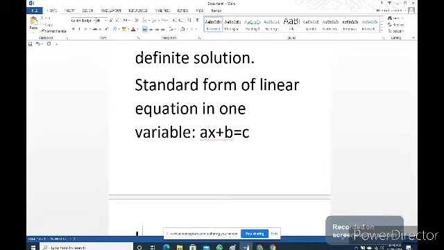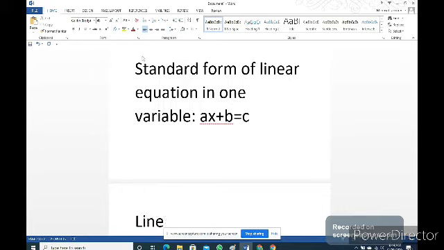So there are different types of equations. One is the linear equation. Second is the quadratic equation. Third is the biquadratic equation. Like this, we have different types of equations. Quadratic equations are something different, and biquadratic is also different. Right now we are currently learning only about linear.